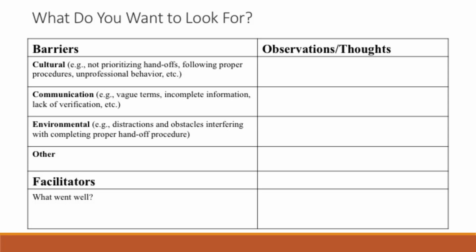Here's an example of the data collection sheet that we used to conduct the observations, where we were looking for the barriers, which were the cultural barriers, the communication barriers, environmental barriers, and any other thing that we happened to document. The facilitators, what went well in the process. And then on the right-hand side, you see a column where we kept track of our observations and thoughts while we were conducting the observations.